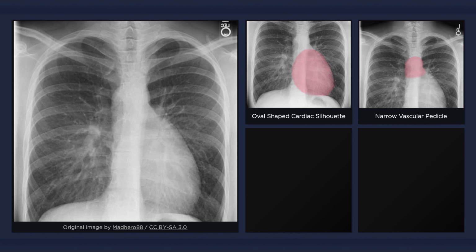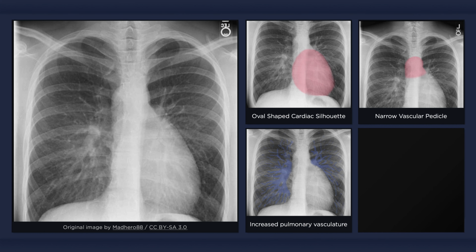The second abnormal finding is a narrow vascular pedicle. This occurs because the thymic shadow is typically smaller or absent, and the pulmonary artery lies directly behind the aorta. On a lateral radiograph, however, this front-to-back orientation of the aorta and pulmonary artery would result in a wide superior mediastinum.